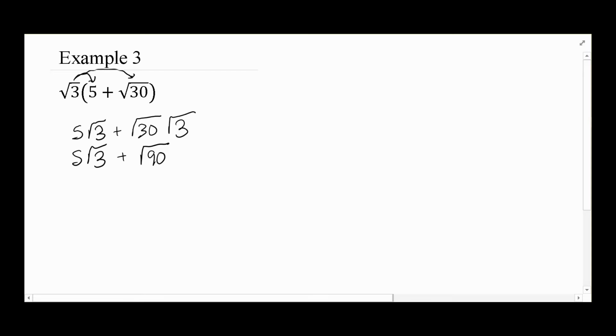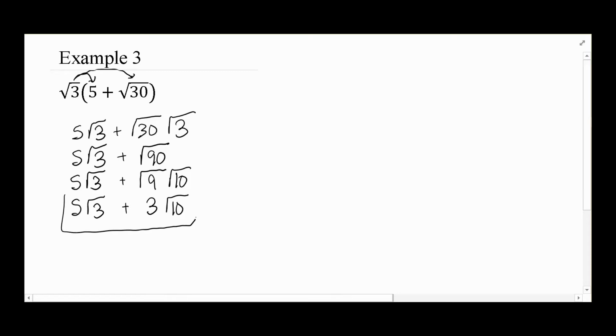Now, root 30 times root 3 will be root 90. And then once we finally get some sort of answer, we're going to try to simplify any radicals that we have. Now, root 3 doesn't simplify any further, but root 90 would be root 9 times root 10, which would be 3 root 10. And so that's it. We're going to distribute. If we have a radical times a radical, we can multiply them together, but then we're going to simplify in the end by doing the break it up, take the radical, clean it up.